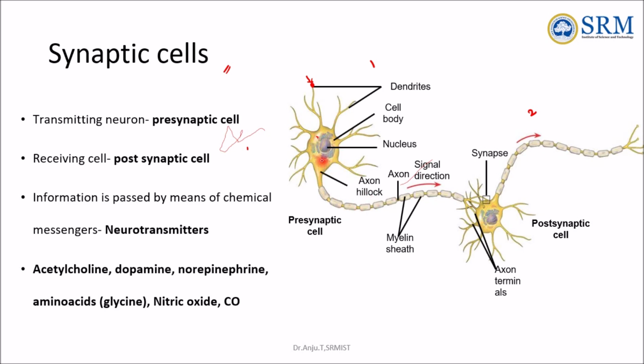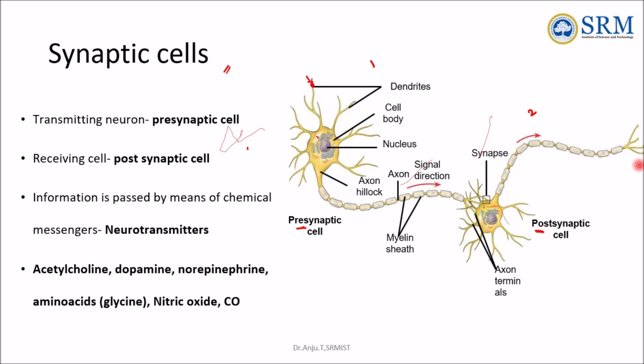It is processed here in the cell body. Once it is above a threshold level, then the impulse passes through the axons and it is delivered at the synaptic terminal, synapses here. So here the cell which receives in the flow, the cell which is in the upstream, it is called the presynaptic cell. The cell which is in the downstream, it is called the postsynaptic cell.